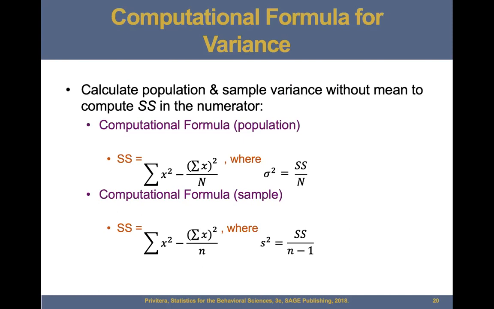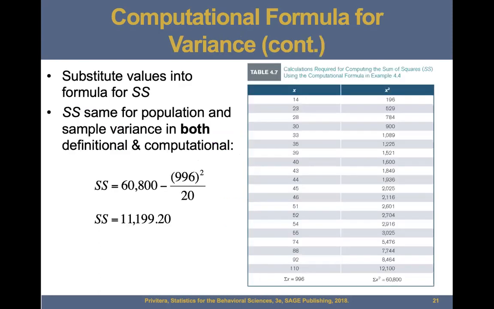So again, same idea, calculate population and sample variance without the mean. The sum of the squares is equal to the sum of the value squared minus the sum of the value, squared, over n. The population variance, sigma squared, is the sum of the squares over n. The computational formula for the sample variance is the sum of the squares over n minus 1, basically the same exact formula.